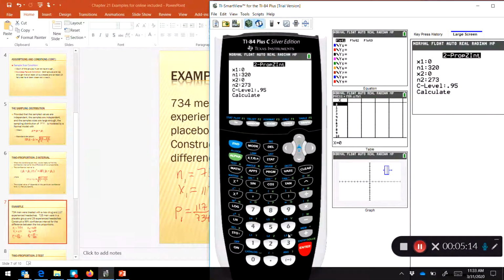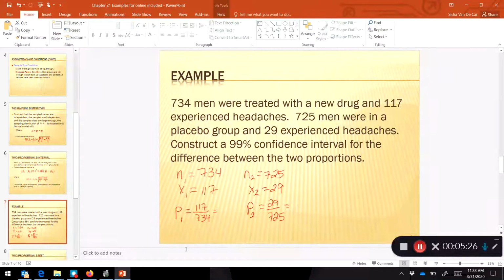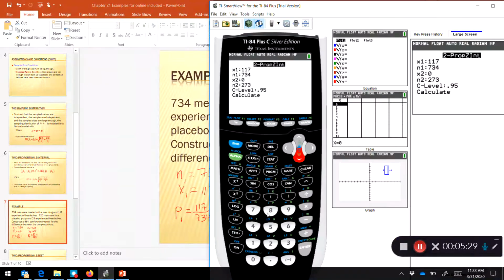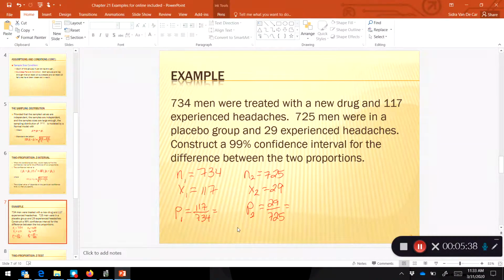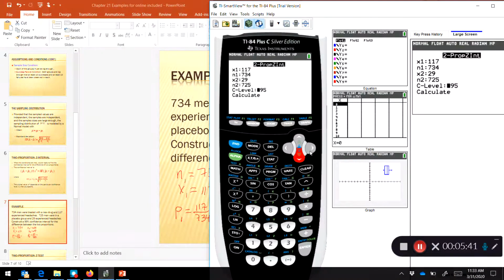Okay, so my X1 was 117 out of 734, and the X2 is 29 out of 725. And we wanted a 99% confidence interval, so we're going to enter 0.99 and calculate. Notice it gives me my p hats here and here. The first one is 0.159, the second one is 0.04, and there is my confidence interval.